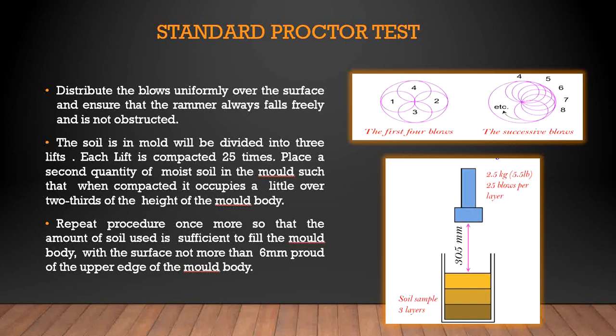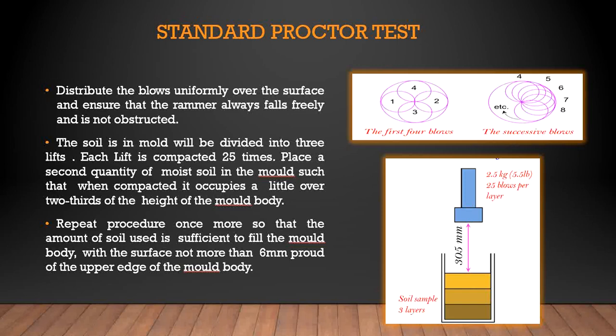Okay, so what we are going to do after trimming the extra soil from the mold: when we remove the collar which is present above the mold, we will see that there is some extra soil above the mold. So we are going to trim it with the help of a spatula or knife, and then we are going to take the weight of that particular mold. That will be the weight of mold plus soil, and when we subtract the weight of the empty mold, we will get the weight of wet soil.